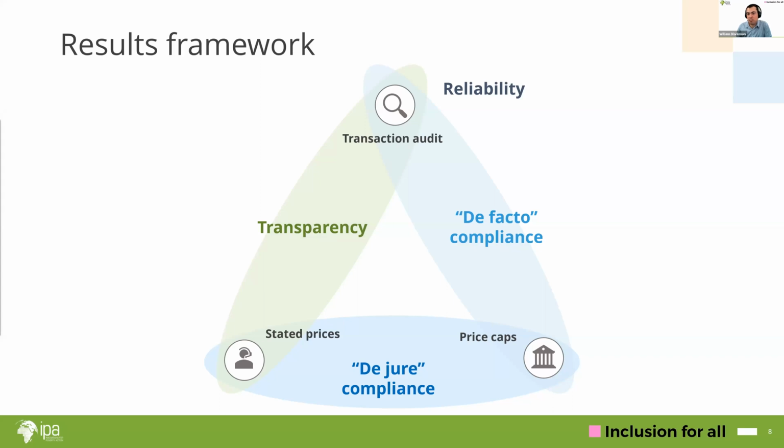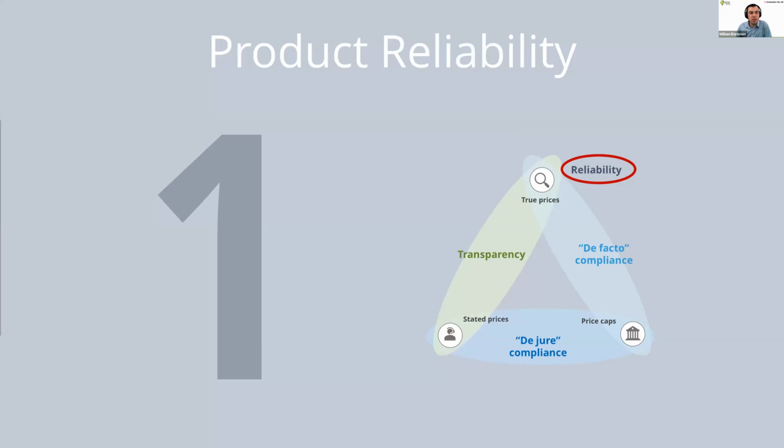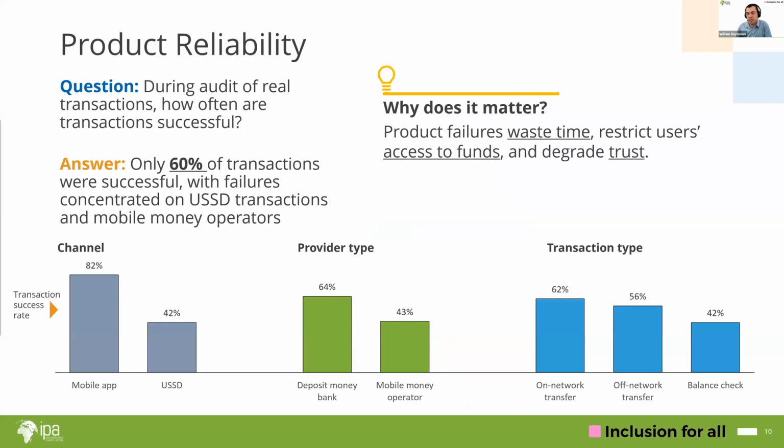And then to understand regulatory compliance, we compared price caps set by the CBN with stated prices from customer service representatives, which gives us de jure or official rates of compliance. Then we also compared these price caps with the real prices from our transaction audit to understand de facto compliance or compliance in practice.